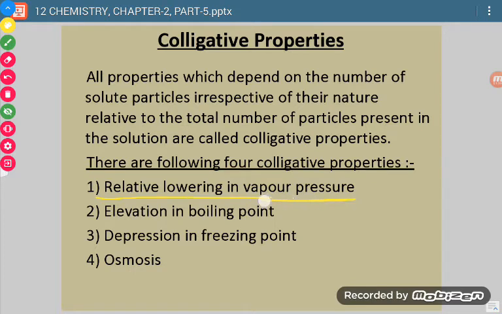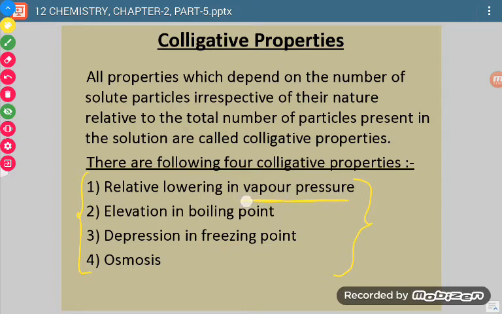Now see, in the first property, relative lowering in vapor pressure, what is going to happen? The vapor pressure of the solution. Now one more thing you have to remember is, these properties are for that binary solution in which a non-volatile solute is added. When we make a solution in which non-volatile solute is added, in that solution we will see these four properties. So colligative properties are related with a binary solution containing non-volatile solute.